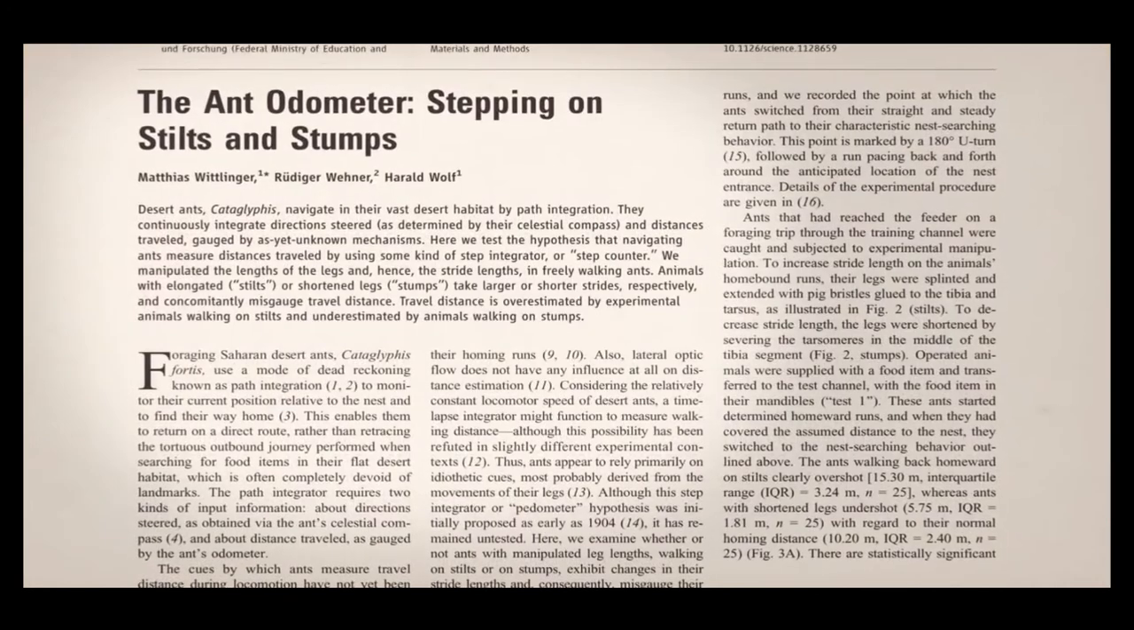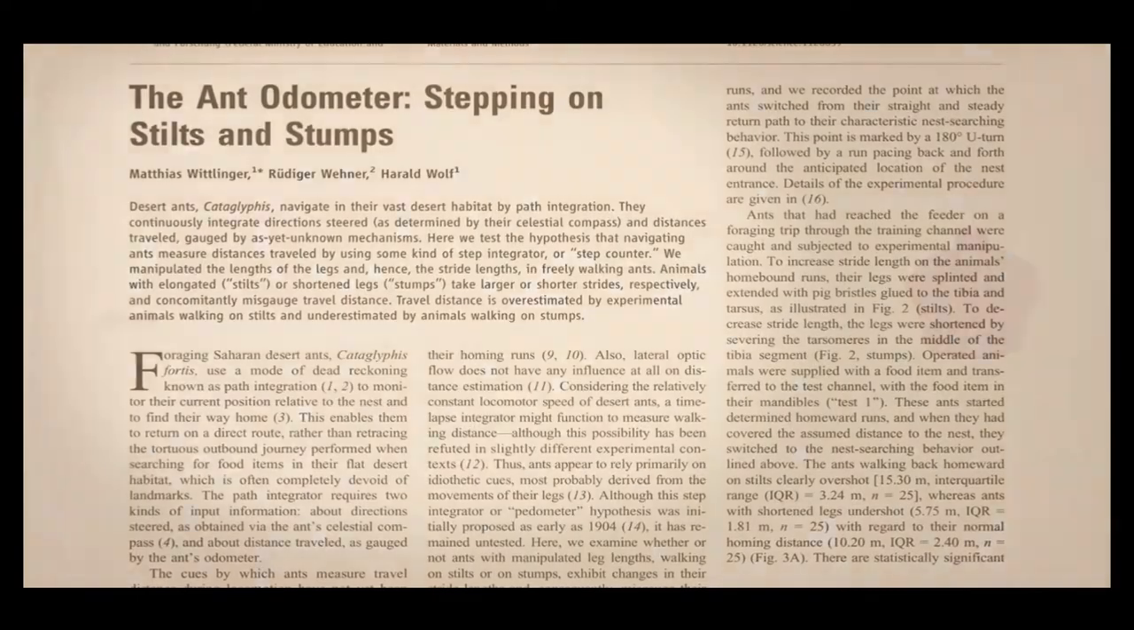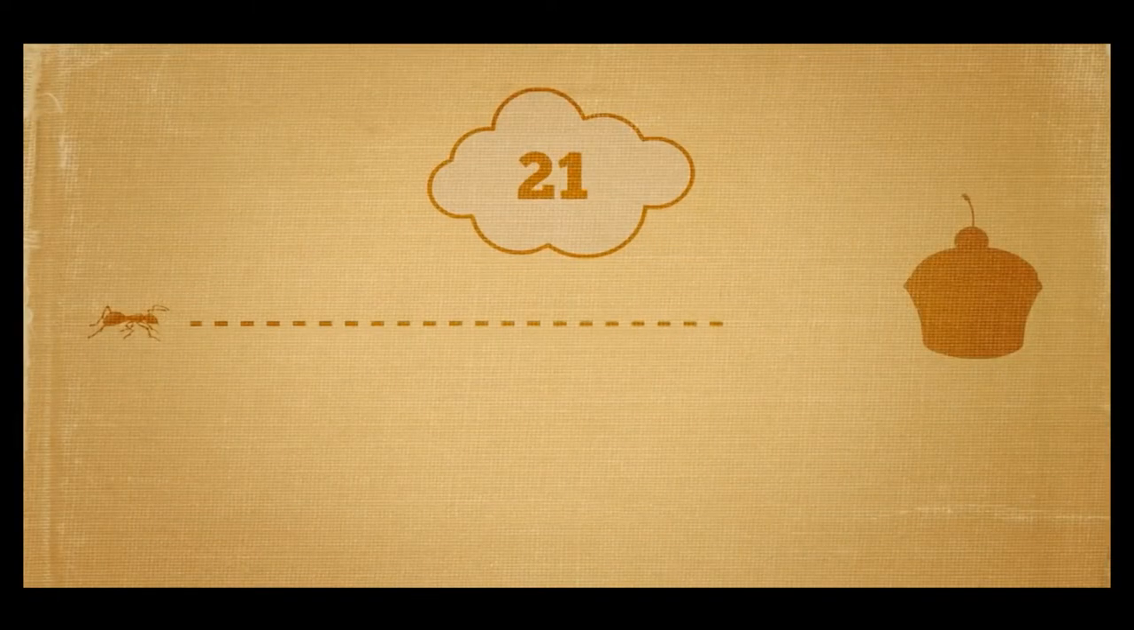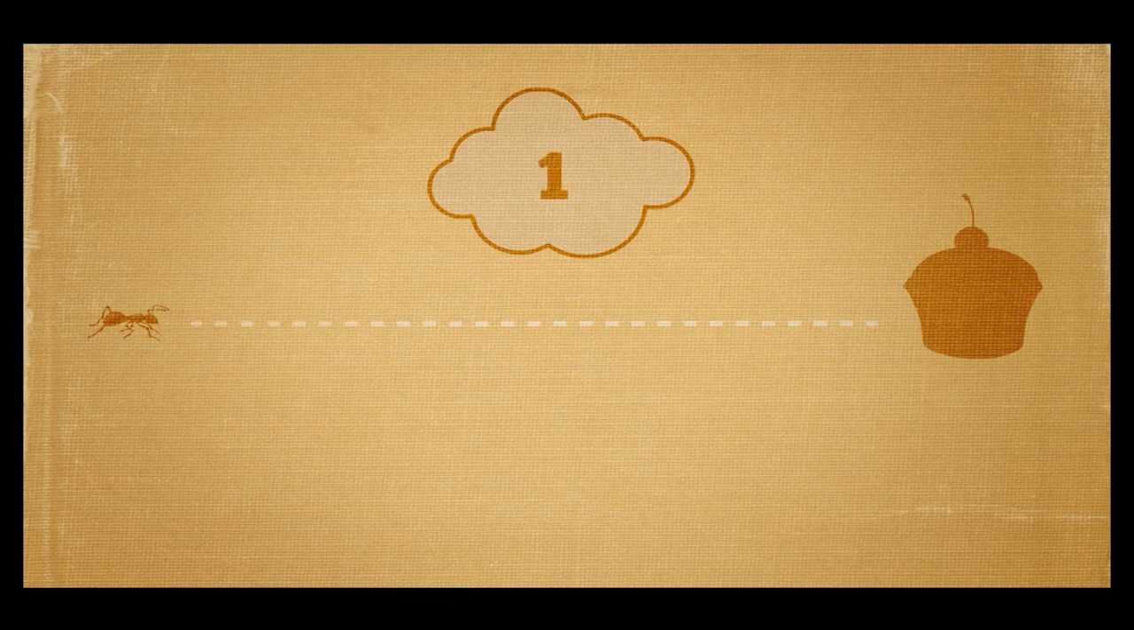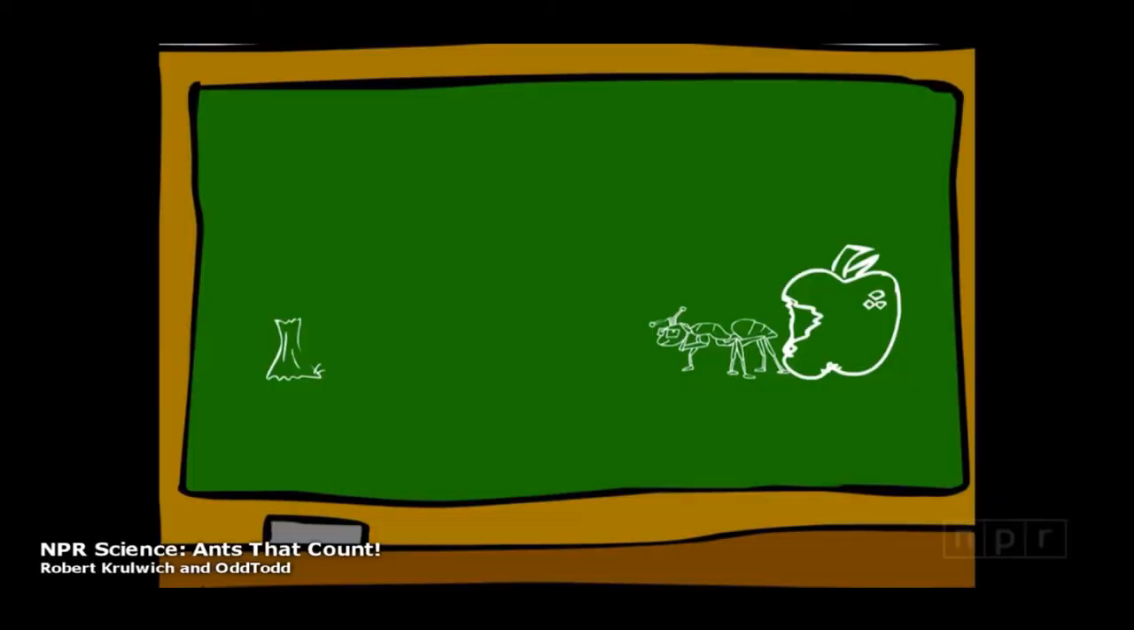And a weird experiment on desert ants suggests that they actually count how many steps they take to get to their food and then use that knowledge to walk the same number of steps to get back to their nest. How do we know that? Well, you have to watch this dorky cartoon from NPR.